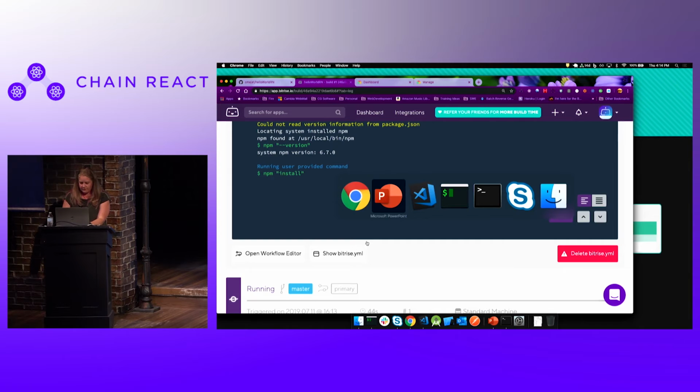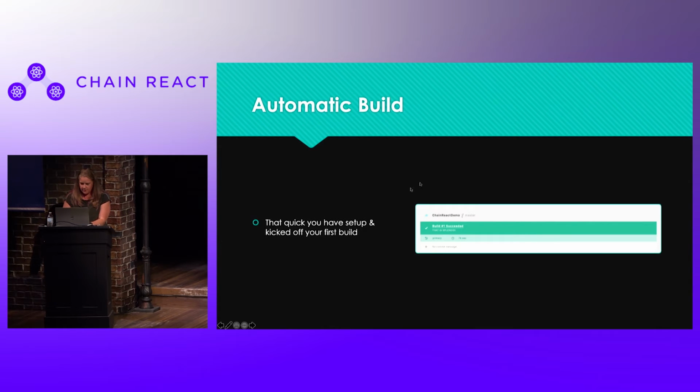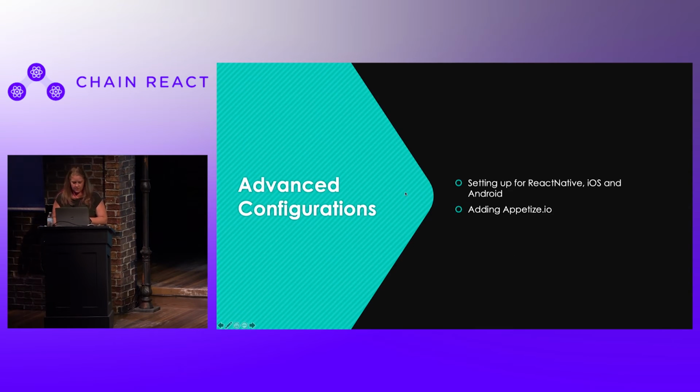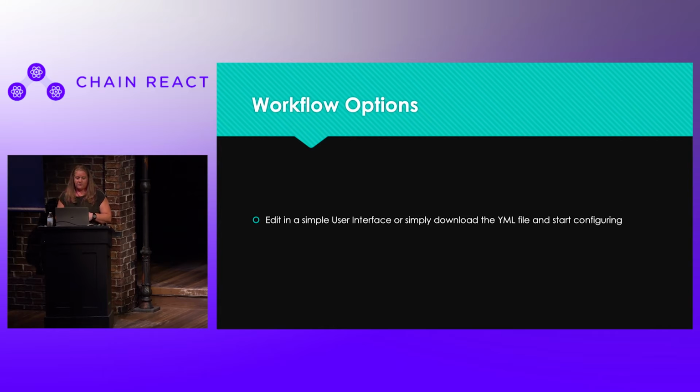I'm going to flip back over to my presentation here. So, as I said, you can get into now more advanced configurations. So you can set up specific steps for React Native, for iOS, for Android, for adding Appetize, which we'll get into as well. So there's a really simple interface, or you can download the YAML file and start doing your configurations directly in the YAML.